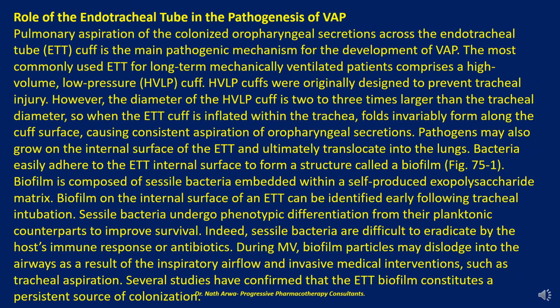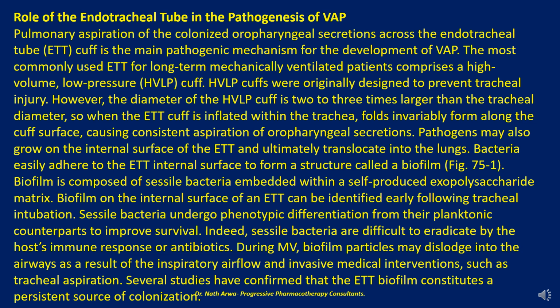And now we will focus on the role of the endotracheal tube in the pathogenesis of ventilator-associated pneumonia. Pulmonary aspiration of the colonized oropharyngeal secretions across the endotracheal tube cuff is the main pathogenic mechanism for the development of ventilator-associated pneumonia. The most commonly used endotracheal tube for long-term mechanically ventilated patients comprises a high-volume, low-pressure, abbreviated as HVLP, cuff.